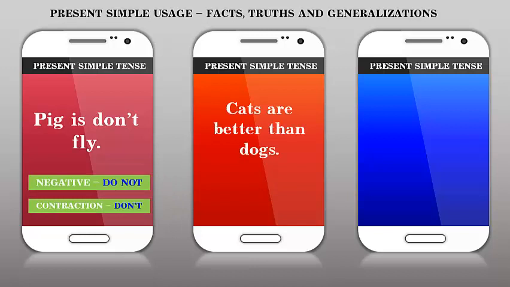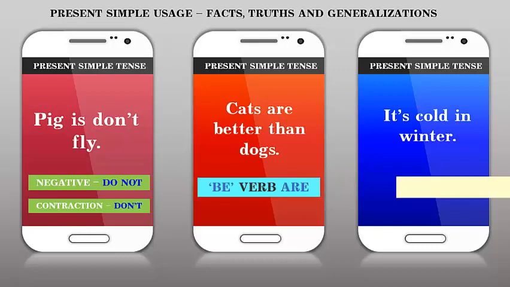Cats are better than dogs. Now, that you may not agree with. This is my truth. I am making a generalization about cats and dogs in these examples. And finally, it's cold in winter. This really depends on where you live, but for a lot of people, or let's say for most people, it's cold in winter, so that's the truth for some people.